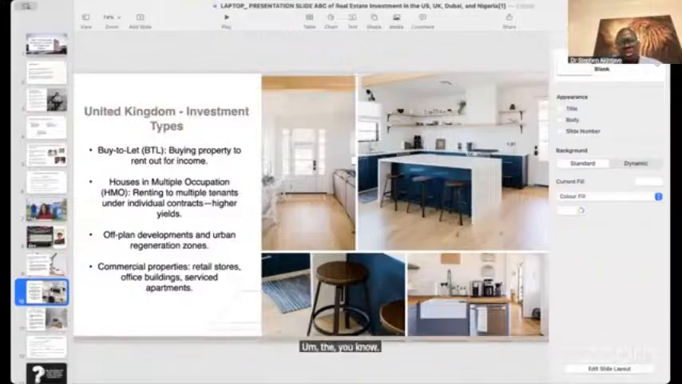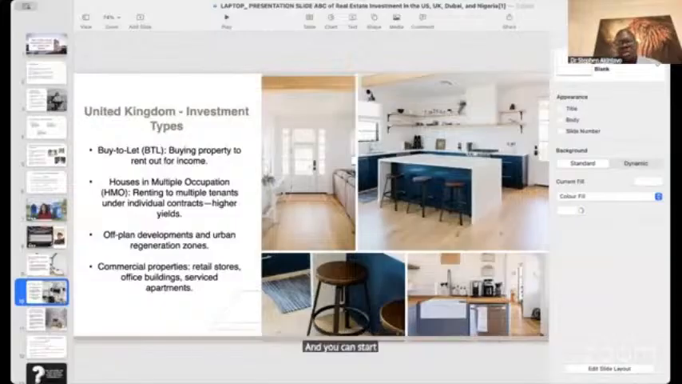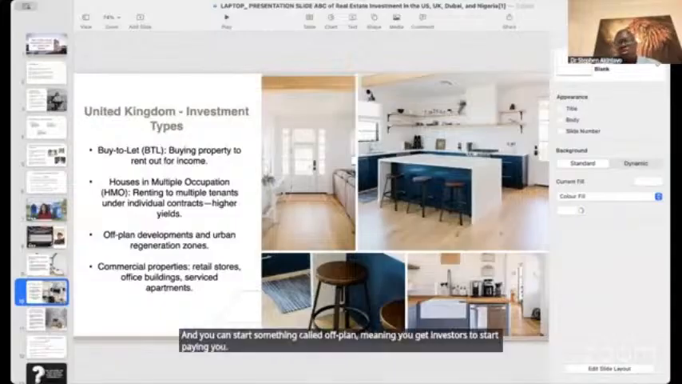The major regeneration zone is very huge. So here is what you do: you buy a property in areas where the government is trying to regenerate the neighborhood, right? Then it's an opportunity for you to build maybe 10-story, 20-story buildings, and you can start something called off-plan, meaning you get investors to start paying you before you complete the house.